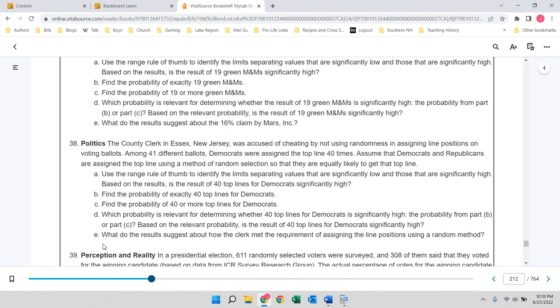So hopefully this helps you. This range rule of thumb is going to come back a lot, so it's a good one to spend some time revisiting.